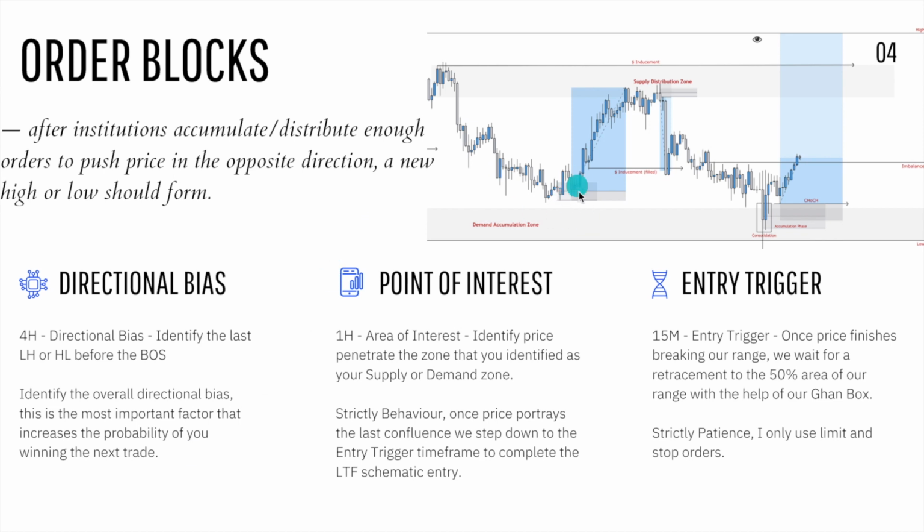Now that we have identified the directional bias and we have identified the last higher low before the break of structure, now we simply wait for price to penetrate that last area, that last higher low. So identify price penetrating the zone that you identified as your supply demand zone. Since we are on our 4-hourly time frame, and we have identified the last higher low before the break of structure, that last higher low, which is the last down candle before the major break of structure, is our demand zone. So I've used the box to identify that here.